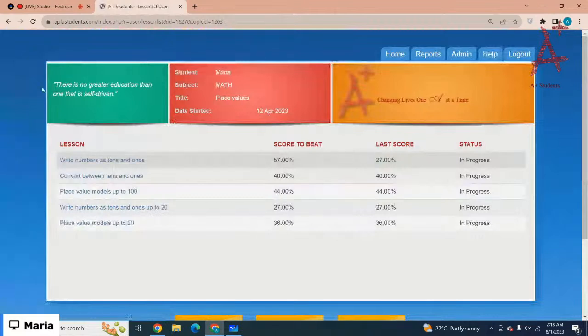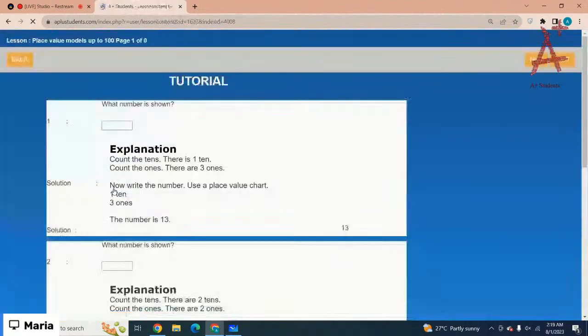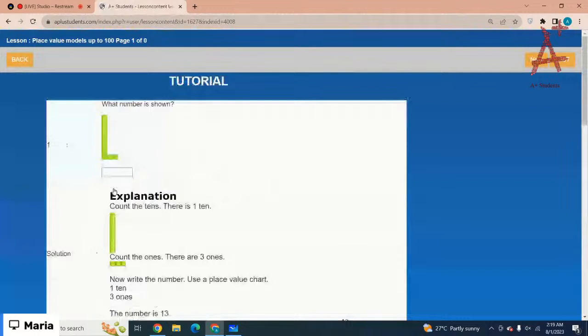Place value models up to 100. Let's just start with the next one. Okay, what number is shown?